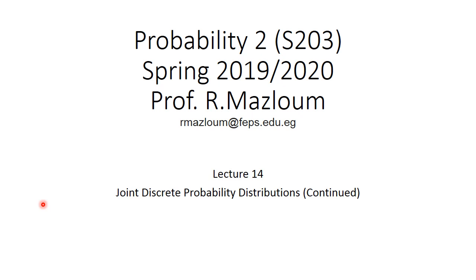We are going to continue with the subject joint discrete probability distributions, which we started last time. Okay.